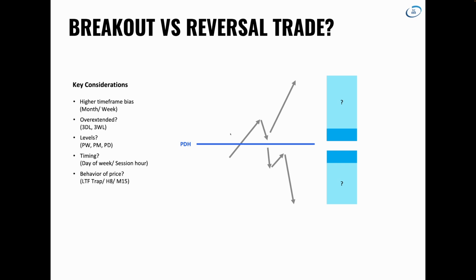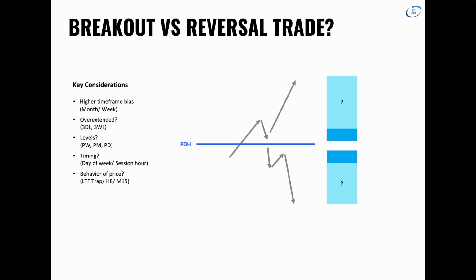So looking at breakout versus reversal trades, there are obviously a lot of variations to look at on the day. We typically, of course, wait for a previous day high to be broken, and then there are a lot of variations going on from there. So what I'm looking at to distinguish a breakout versus a reversal trade, the considerations are the following.